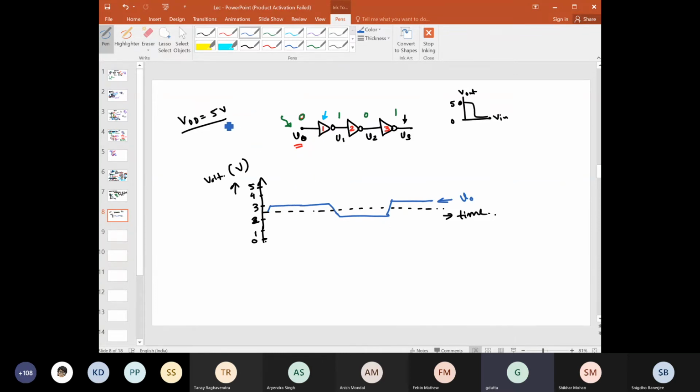So you can see the expected swing is from 5 volt to 0 volt, but due to noise, the V naught waveform is like this. So what will happen when you reach this V1? When you reach this V1, it will get inverted, obviously. So you will get an inverted waveform, and there will also be some delay between when it is going from input to output. So we will try to also represent that delay part here.